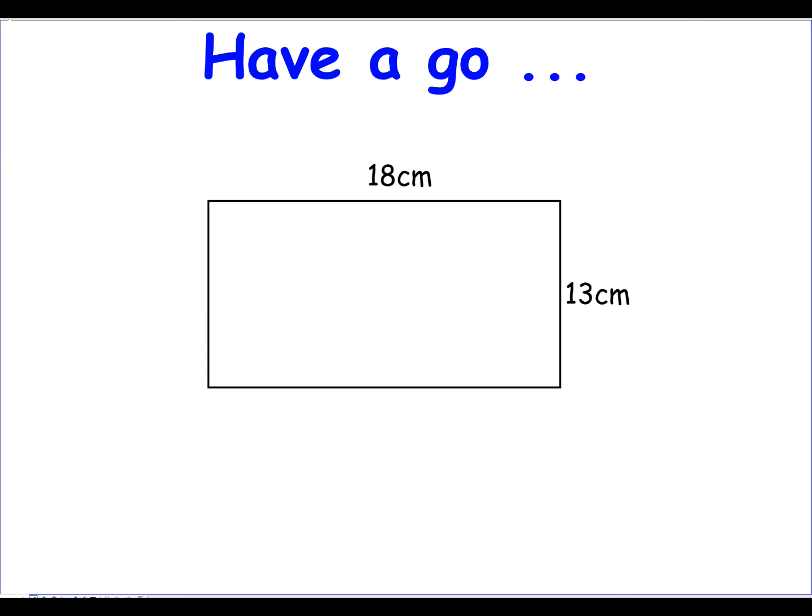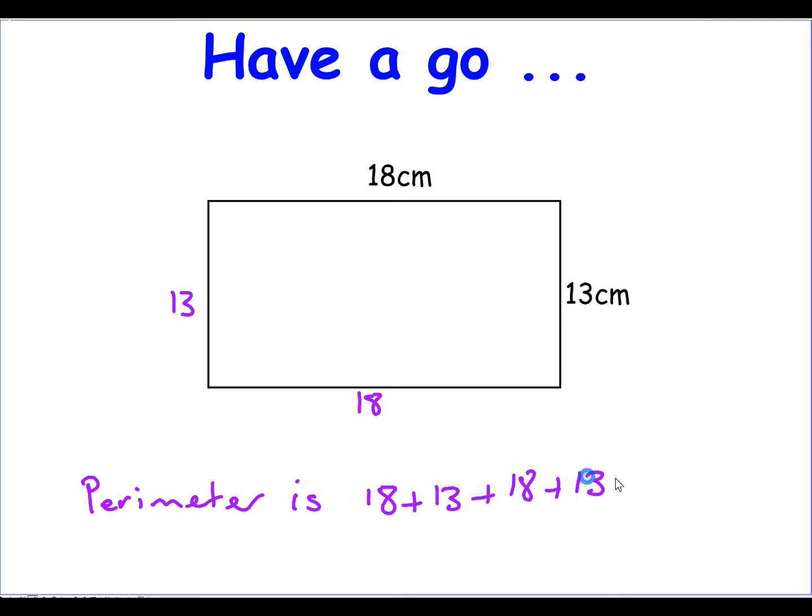Okay, let's have a go at some basic shapes. So here they've given us a rectangle, so we know this is 18 and this is 13. So our perimeter is 18 plus 13 plus 18 plus 13. And that gives us a perimeter of 62 centimetres. Notice how I give the units every time I give an answer.